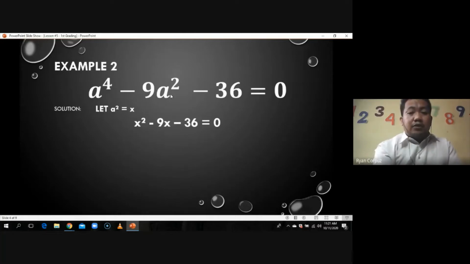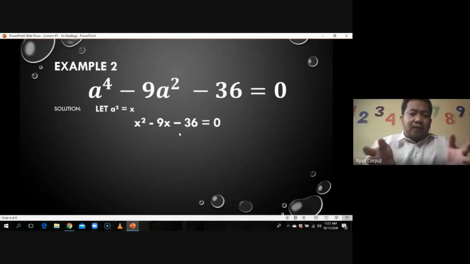Then minus a squared, we mentioned that we let that be x. So that would be minus 9x minus 36, we just copy that, equal to 0. So in that case, this equation now is a quadratic equation. We come up with this by letting a squared equal x. Since it's already a quadratic equation, we are now going to solve this using any method in solving quadratic equations.